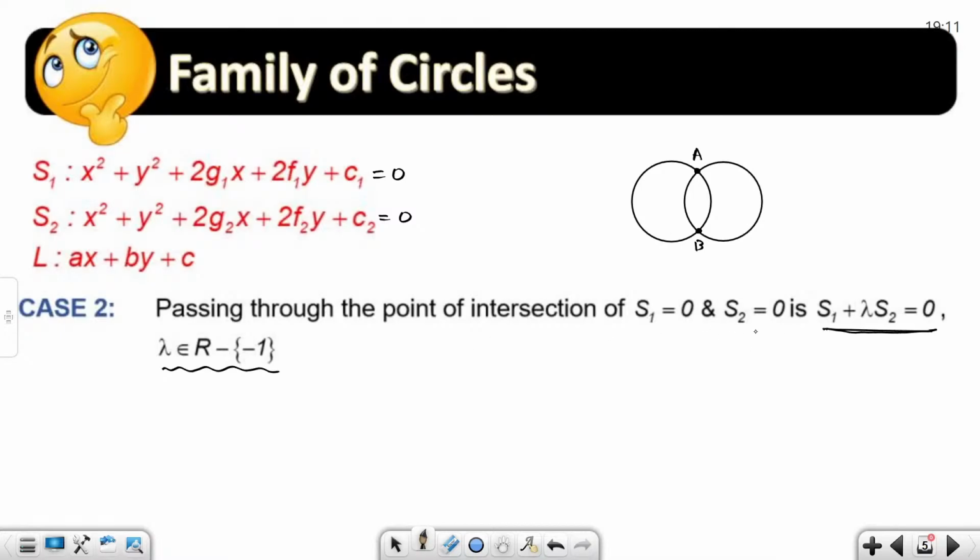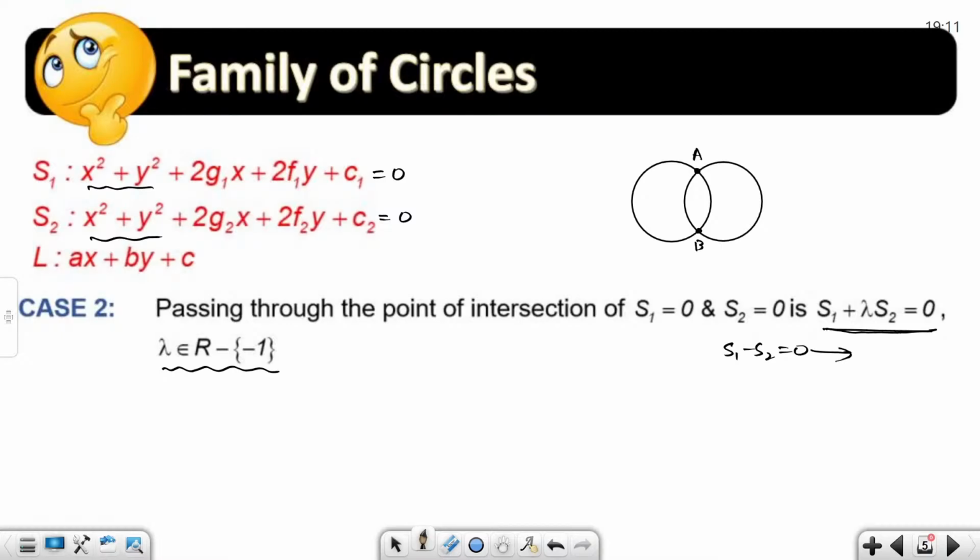Because you can see if your lambda becomes -1, then your S1 minus S2 equals to 0. It no more remains a circle because your x square, y square, x square, y square will get cancelled. So it no more remains a circle, it will become a line. It will be an equation of the line. This line is what is called your radical axis, that we will learn in the next lecture. So I'm not talking about radical axis right here. But only remember, if your lambda becomes -1, this will become the equation of a line, not the equation of a circle.